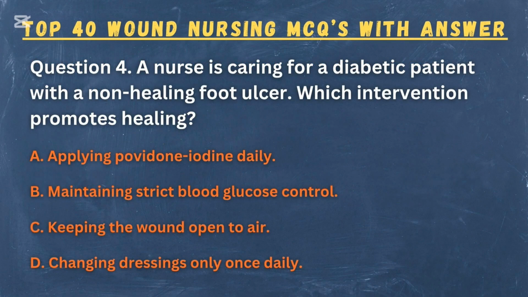Question 4. A nurse is caring for a diabetic patient with a non-healing foot ulcer. Which intervention promotes healing? A. Applying povidone iodine daily. B. Maintaining strict blood glucose control. C. Keeping the wound open to air. D. Changing dressings only once daily.